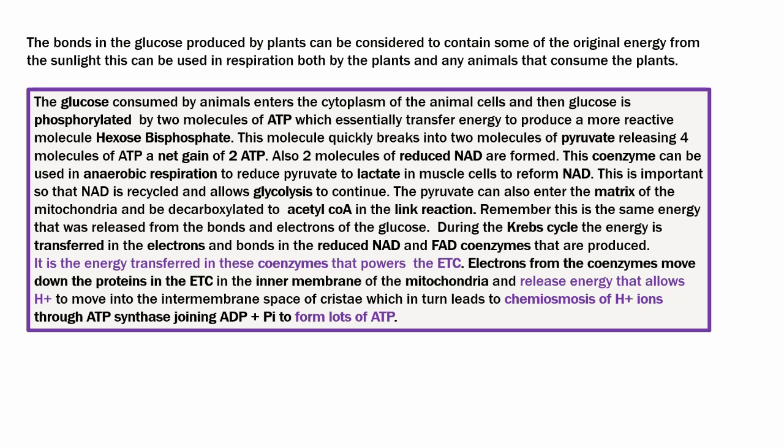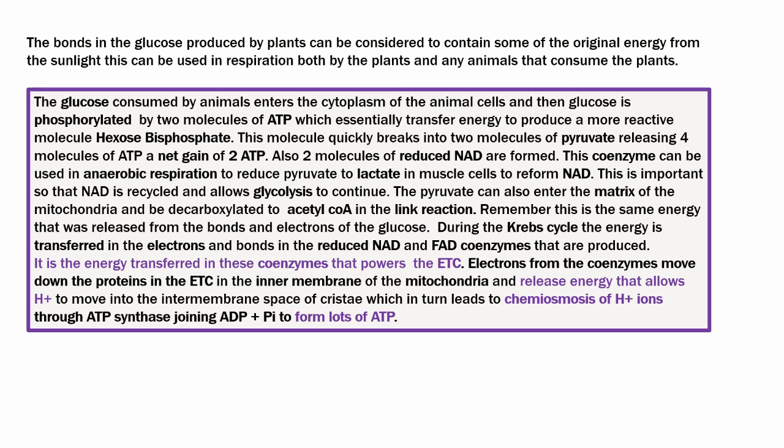Also, 2 molecules of reduced NAD are formed, not NADP, that's in photosynthesis. And these 2 reduced NADs, they're coenzymes, and they can be used in anaerobic respiration to turn pyruvate to lactate and reform NAD, allowing glycolysis to continue. That's why that's important. The pyruvate can also enter the matrix of the mitochondria, be decarboxylated to acetyl-CoA in the link reaction. Remember, this is all the same energy that was released from the bonds and electrons of the glucose when we split it into pyruvate molecules.